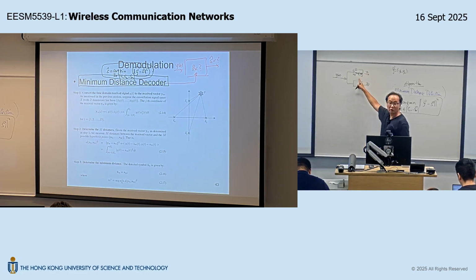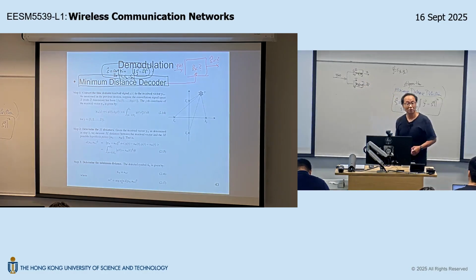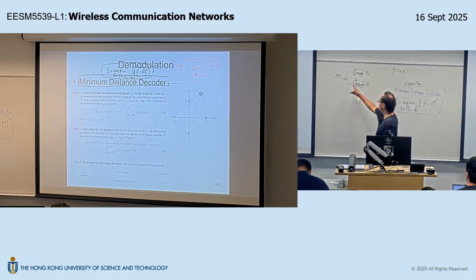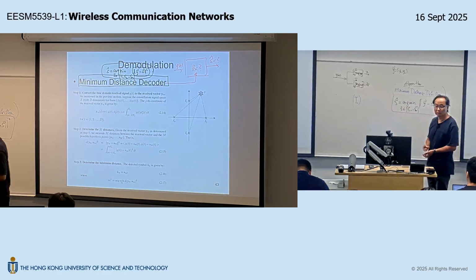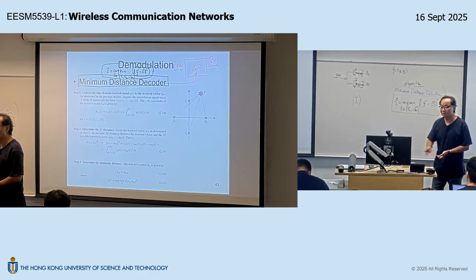Okay, so the first block is to have this correlator to correlate the received waveform with the first basis. And the second block is a correlator to correlate the received waveform with the second basis. Is that okay? So this is stage 1. Stage 1 is nothing but just conversion from time domain to geometric domain. Is that okay?